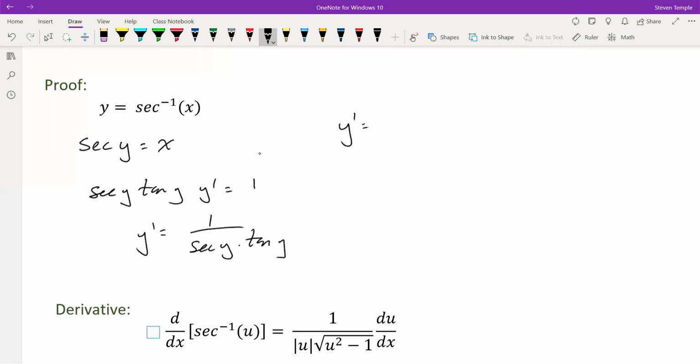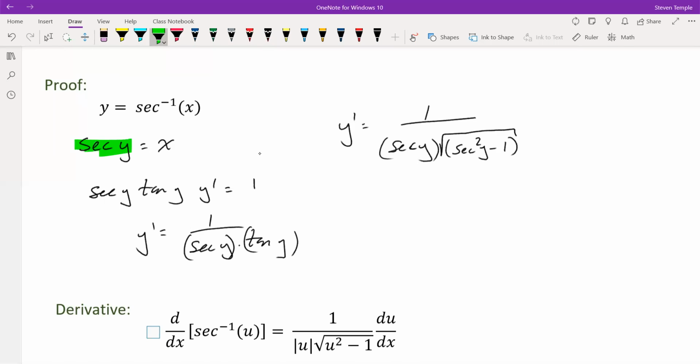So using some of our algebra, secant y, that's going to be right here. Now tangent y, and this is where I'm going to use the Pythagorean identity and solve for tangent, which is going to be the square root of secant y squared minus 1. Oops, I forgot my square root, so squeeze the square root in there. Okay, good. And then I'm going to replace secant y, that is our x, so I'll replace this as 1 over x times the square root of x squared minus 1.